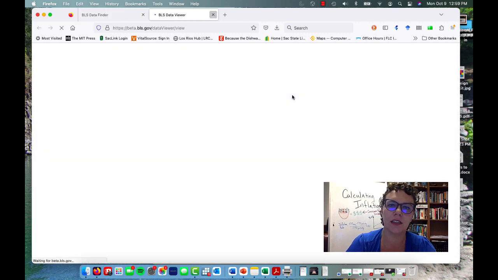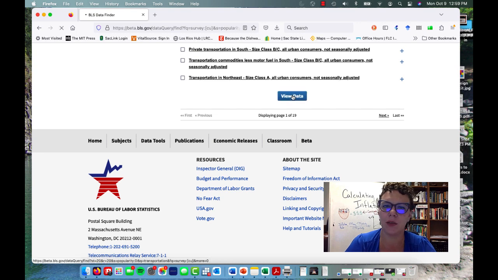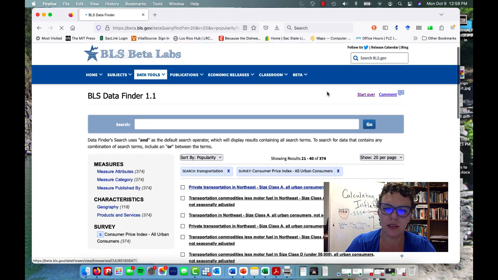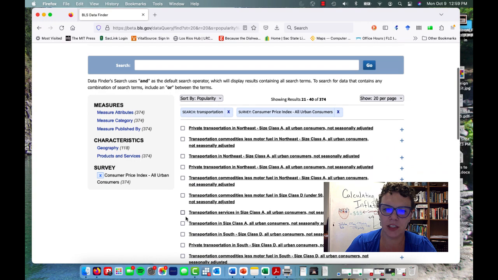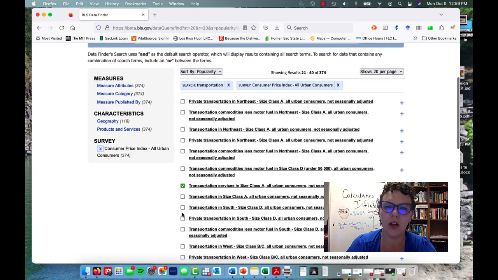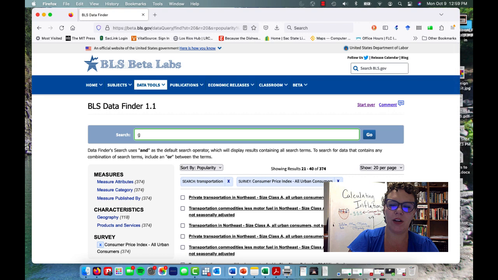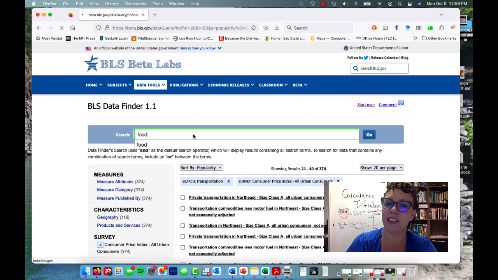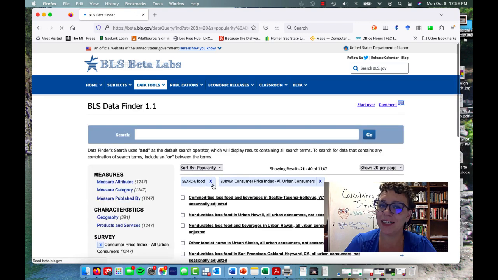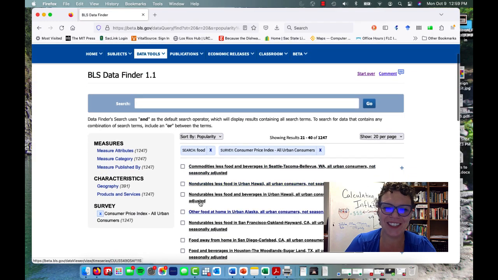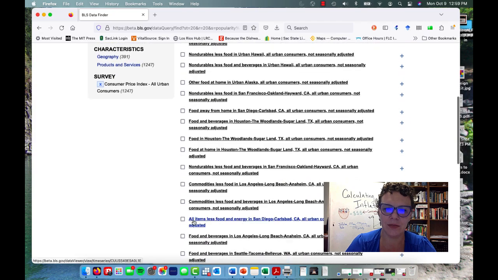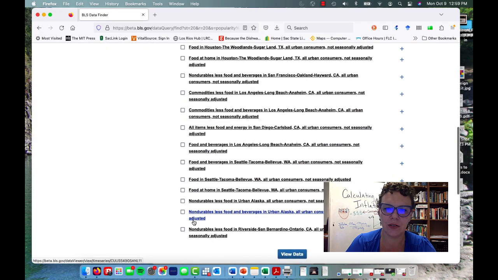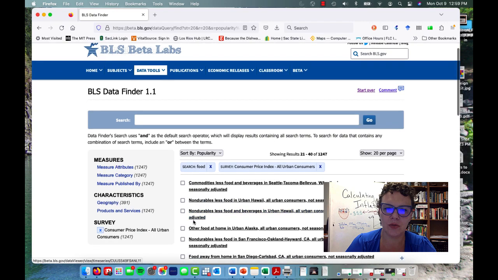Oops, went too fast. I'm going to look at some more and pull up the one I think I wanted, which is transportation services, Class A for all. I'm going to look up some food prices, and the food prices get into a lot of detail. I'm not going to get into a lot of detail. I'm just going to look at all food. So we're just going to call this... where'd it go?